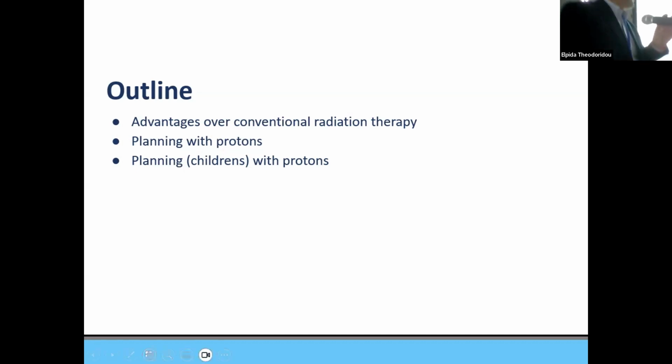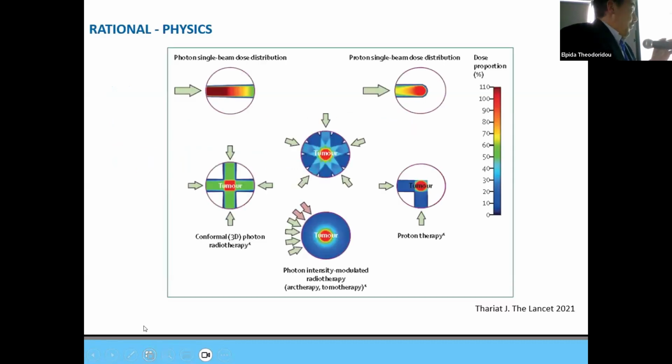So at the beginning, the advantage of protons over the conventional radiotherapy, then planning with protons, and then specifically planning children's with protons. So I don't want to bore you about the inverse dose distribution of the proton or ion in general, but just to say that we can have a very nice target coverage, even in terms of DVH or homogeneity index or conformity index with the protons using few beam entrants.